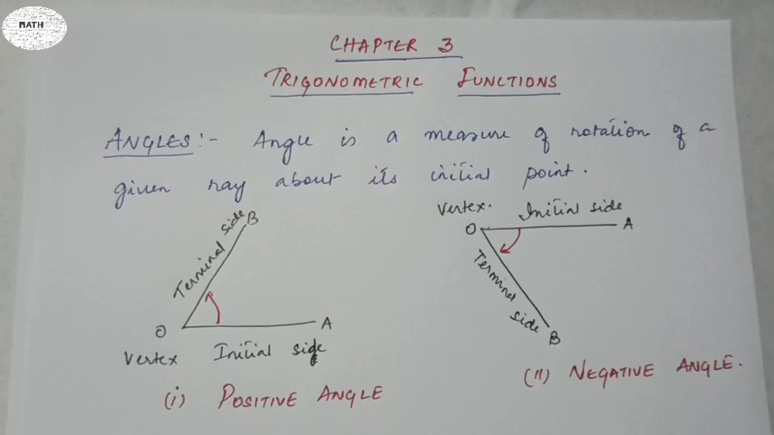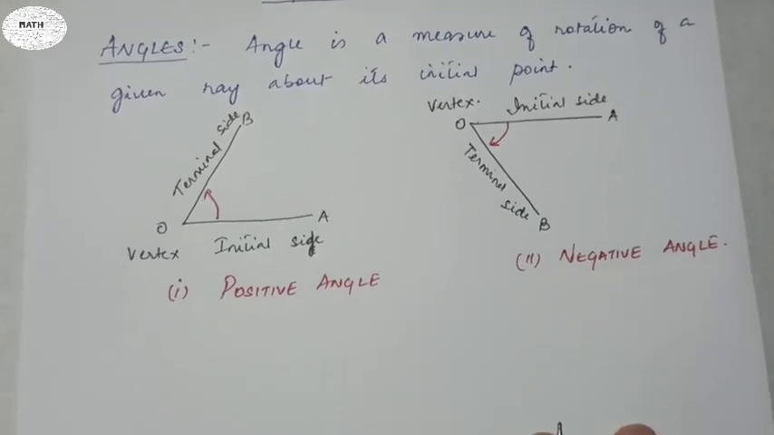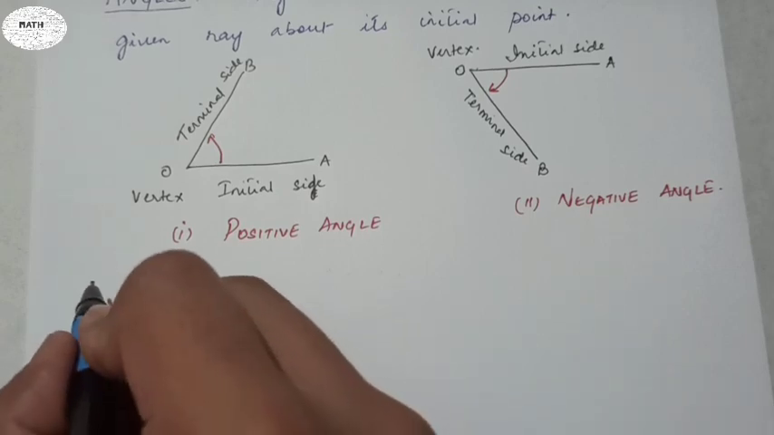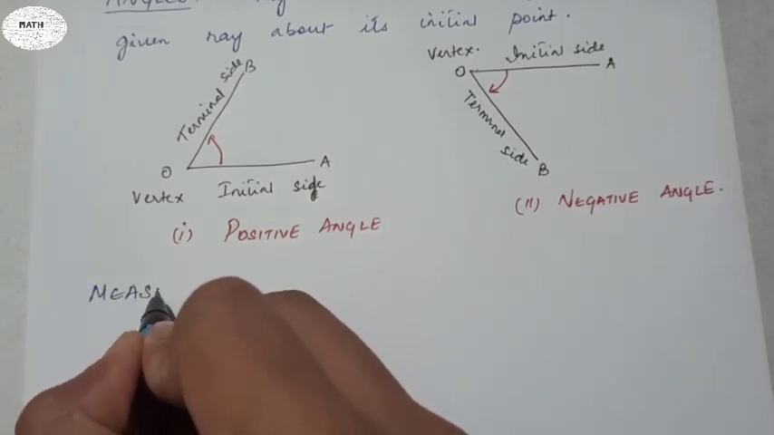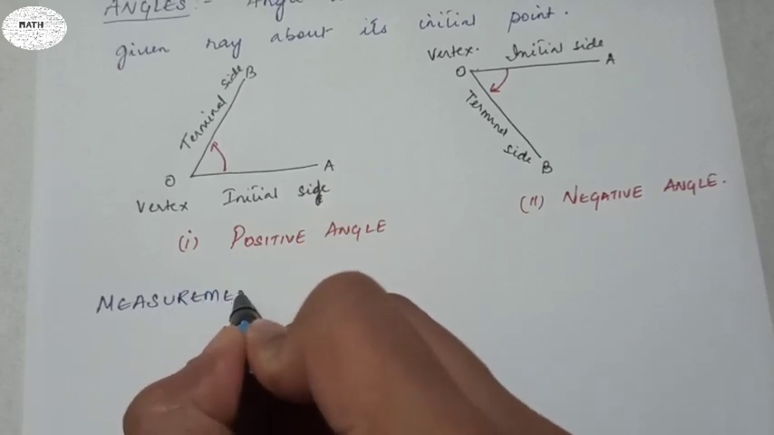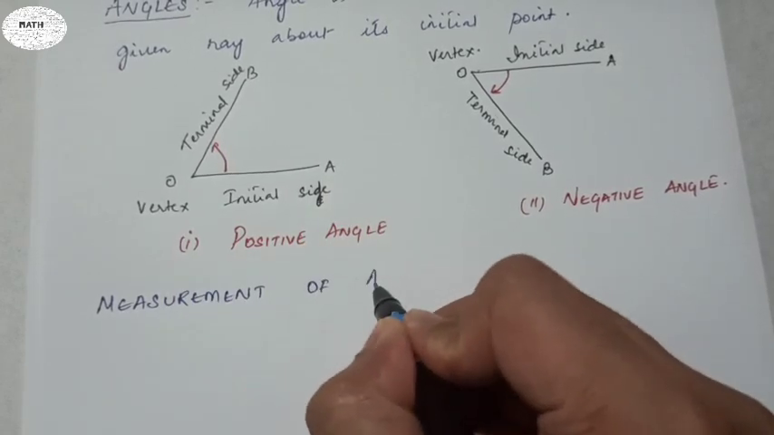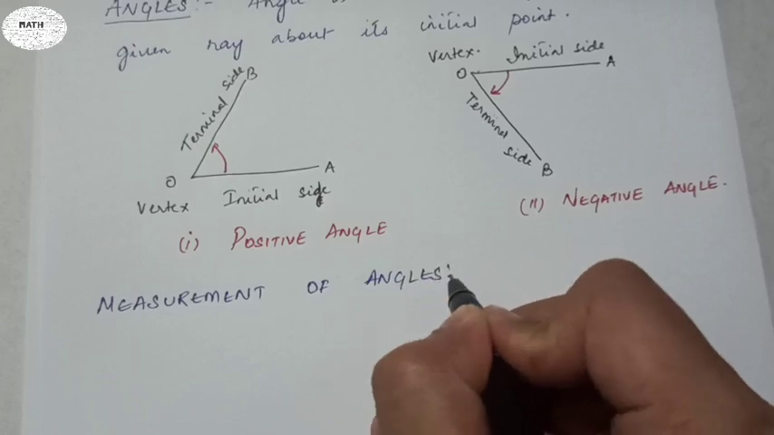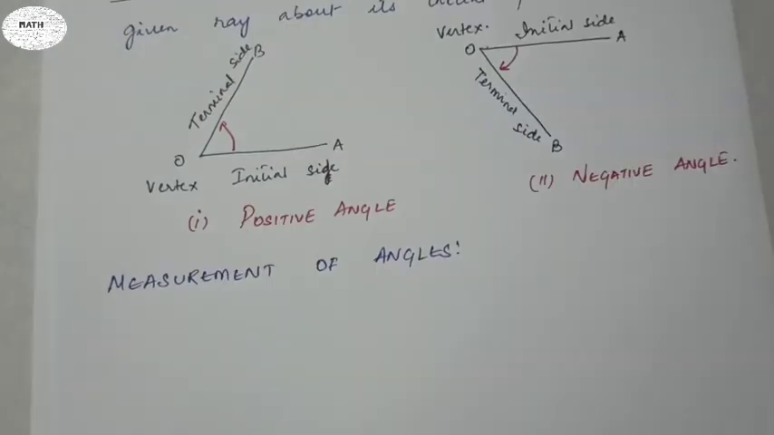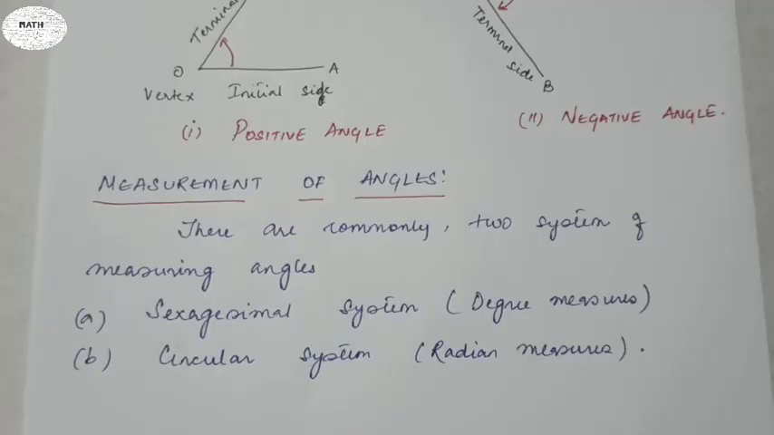Then the next topic that comes after angles is the measurement of angles. Alright, there are commonly two systems of measuring angles. The first one is the sexagesimal system, that's the degree measure, and the second one is the circular system, which is also known as the radian measure. So let us first of all deal with the degree measure.